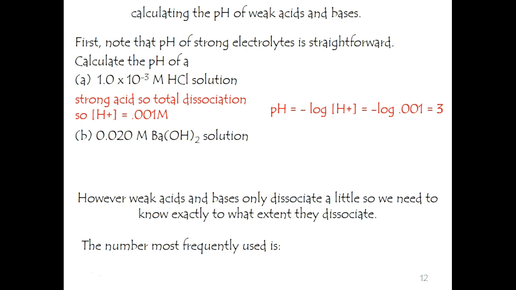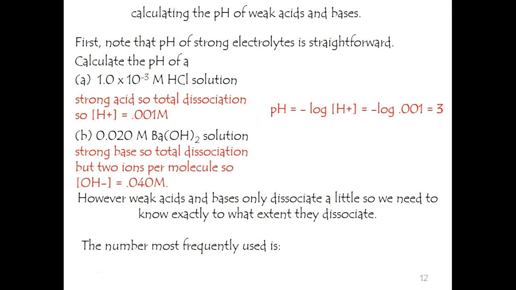A 0.02 molar barium hydroxide solution, we can do a similar analysis. So what can we say about that? Strong base, so it's totally dissociated. Is the concentration of hydroxide 0.02 molar? No, it's going to be twice that. Two ions of OH minus form for each molecule. So there they are, there's two of them. So we have a 0.04 molar hydroxide.